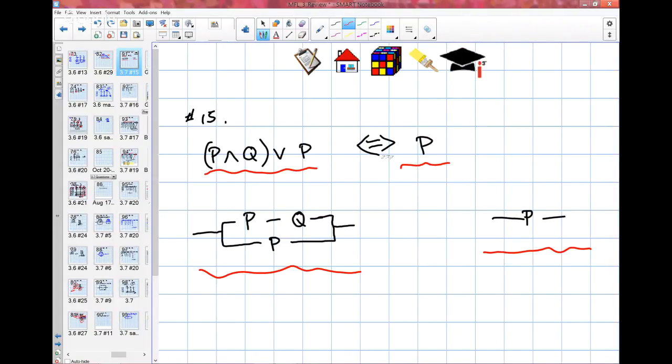So right now, the important thing is that you know how to do the switching networks for each. And maybe as a separate question, I might ask you, show me with a truth table that these two are equivalent. And then you'd have to do a truth table and show that the final columns were identical. So that would be the difference in how I would ask this kind of material. I'd probably have to have two questions to do that.